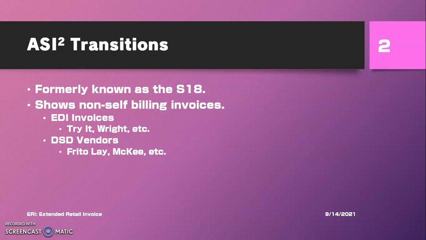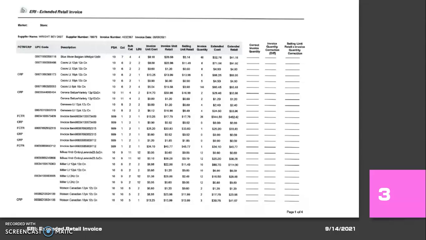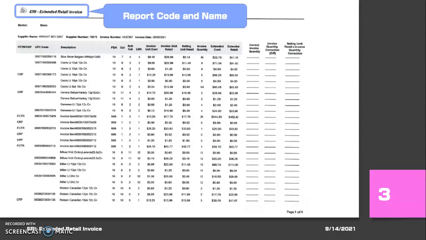Along with DSD vendors. These are vendors that you don't check in, you still get an invoice, and it gets charged to your DMR, even though you didn't check it in at all. So Frito-Lay, if you have an independent provider, like Joey's Snacks, people like those are invoices that will appear on the ERI.